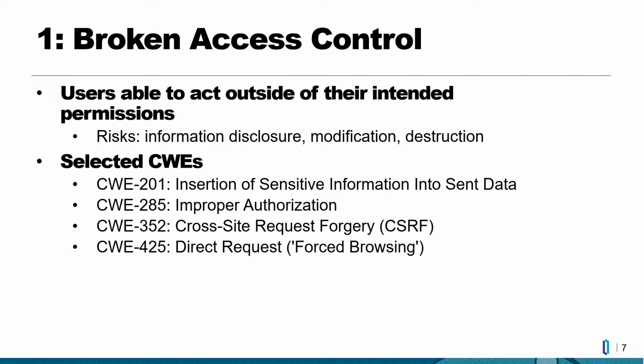A final one here is direct request or forced browsing. For this one, think about any business process that spans across multiple pages or API endpoints. Are you checking authorization just at the very entry point to this business process, or on each individual endpoint, each individual page?